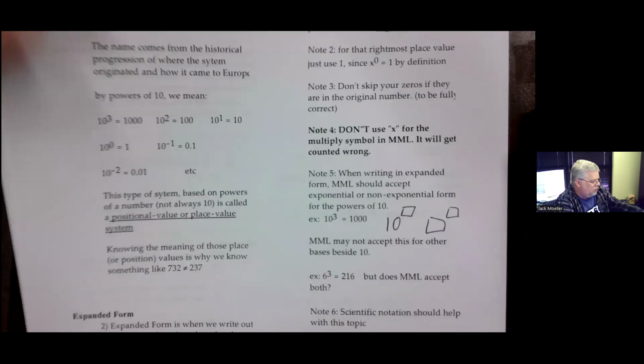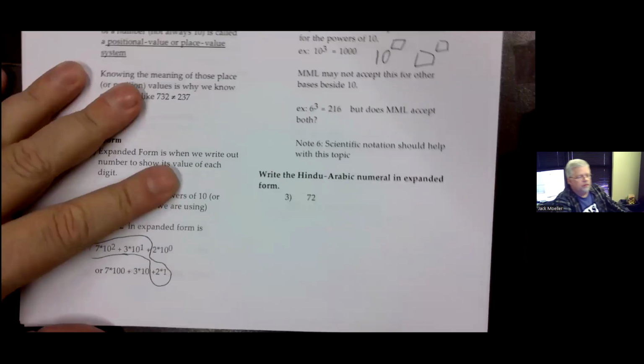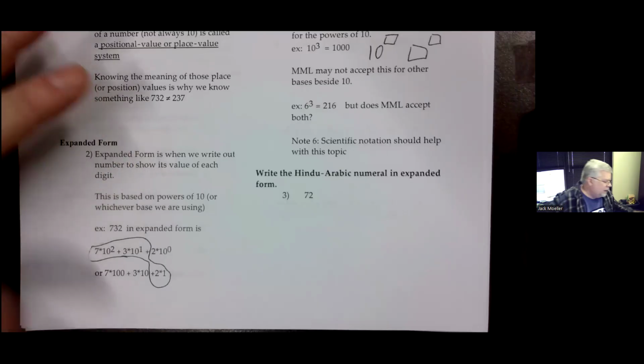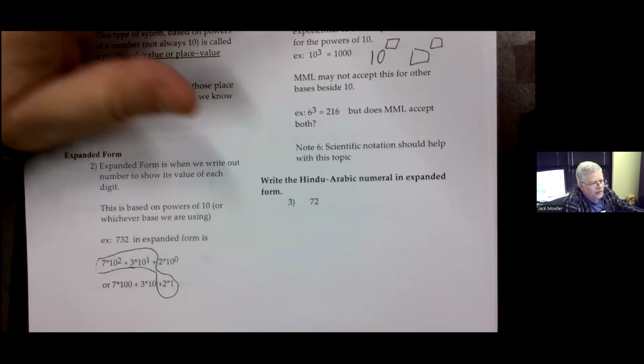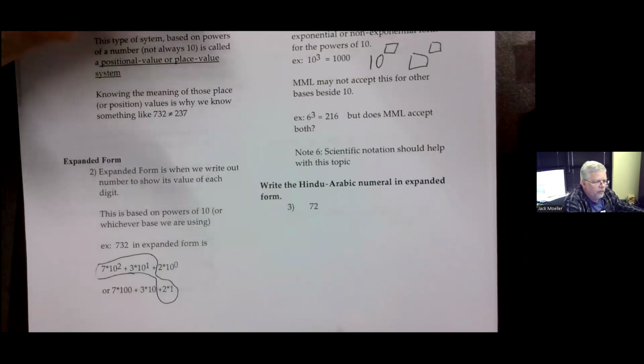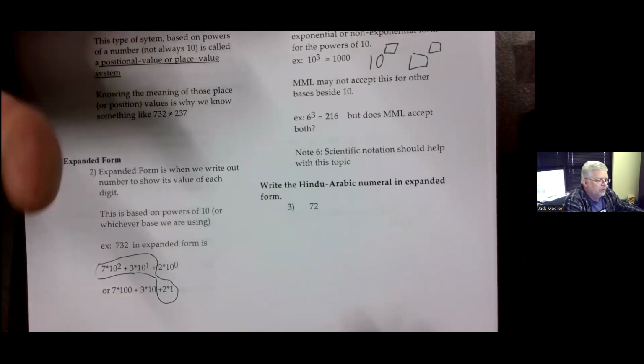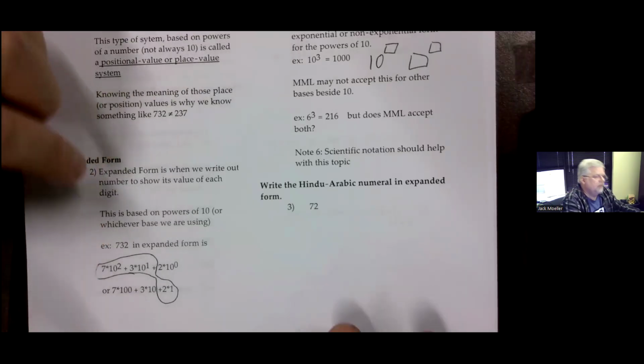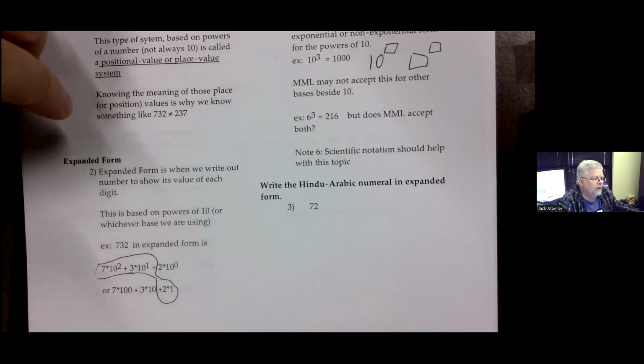Okay. So let's just jump into some problems. And once you get the hang of this, it may seem like a little bit of overkill in 4.1, but I want to make sure that everybody's comfortable with expanded form in base 10 before we get into 4.2 and need that expanded form in other bases.